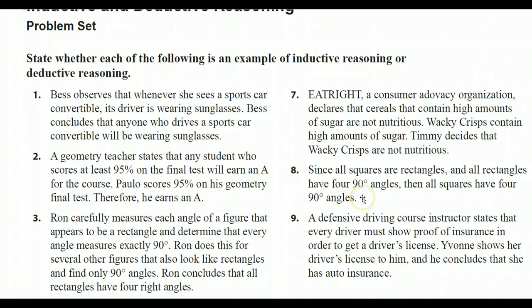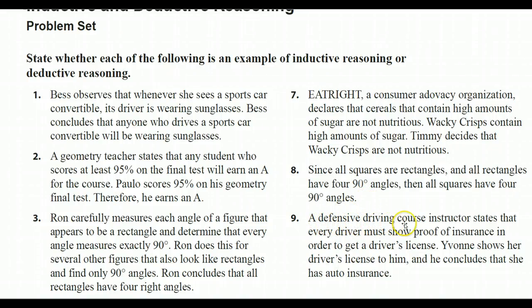And that's actually called syllogism. So if you've learned syllogism, that's a type of deductive reasoning. Okay, so in other words, after this general statement, we could pick any specific square that we might happen to look at and know that it's going to have 4 90-degree angles. So 8 is deductive. Okay, 9.